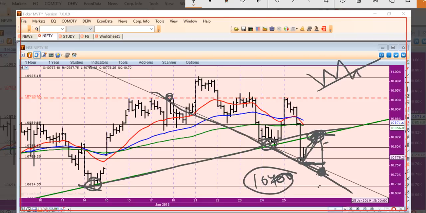So there are two strategies: either you wait for this trend line to breach, or you can go short here if at all Nifty forms a bearish bar, and keep your stop loss somewhere here. If it crosses this level, that is the 10,860 level, then cover all your shorts.